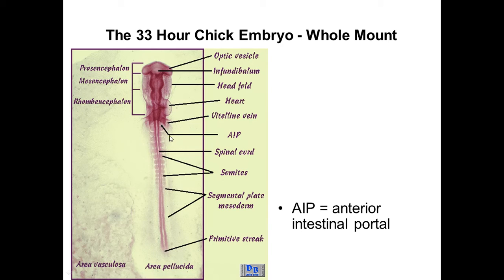Okay. Now, let's take a look at the area that is beneath the brain, posterior to the brain. So you're seeing here your spinal cord that's being bound by somites. We're seeing pairs of somites here. At this stage, 33 hours, there are approximately 12 pairs of somites.